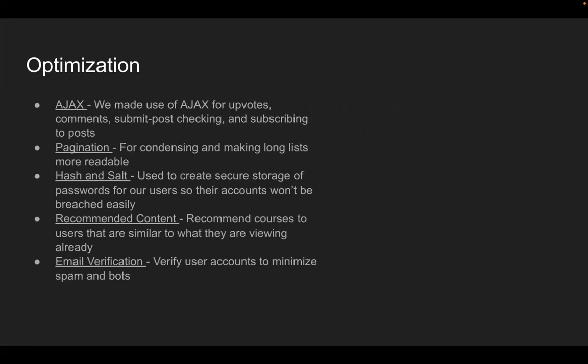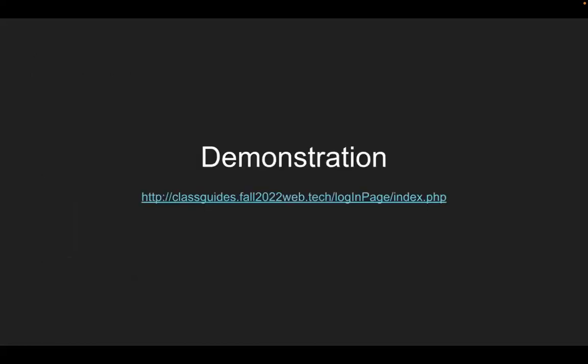Some of the optimization we did is we used Ajax for the upvotes, comments, submit post checking, and subscribing to posts. We use pagination for condensing and making long lists more readable. We hashed and salted passwords to make them stored securely so accounts won't be reached easily. We show recommended content, and the way we do this is we recommend courses that are within plus or minus 50 levels of the class that you are viewing. And we do email verification to minimize spam and bots being able to access the website, for your first account creation. So let's go now over to our demonstration.